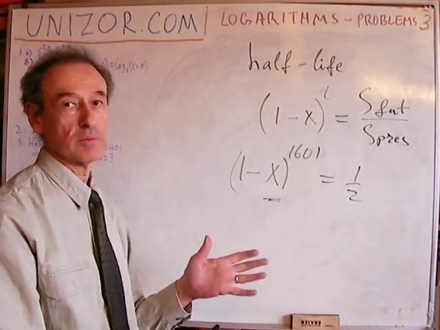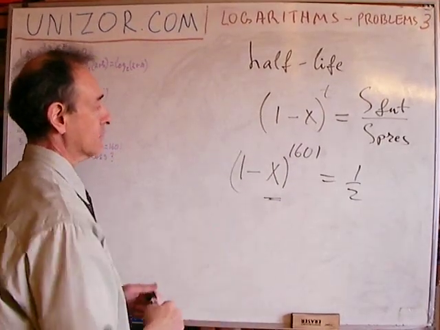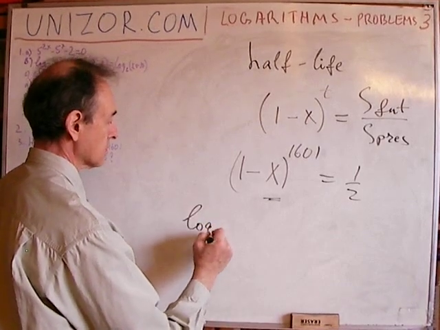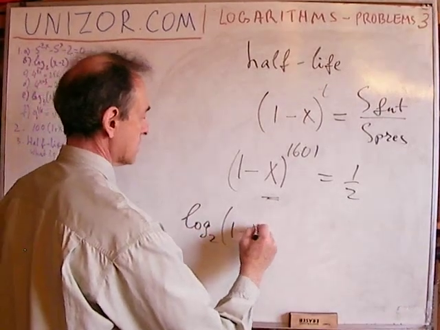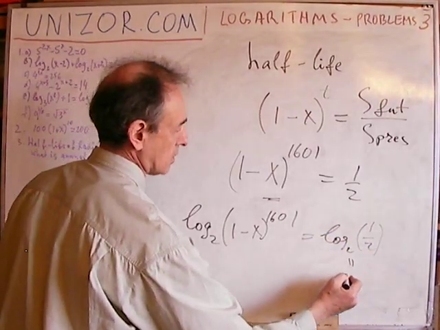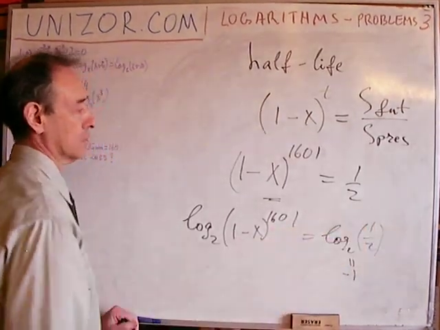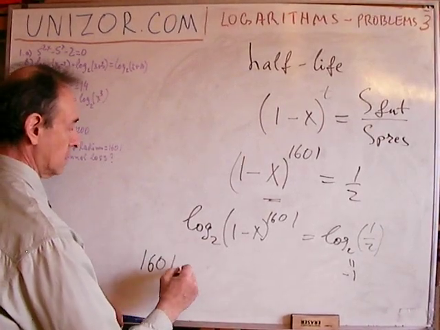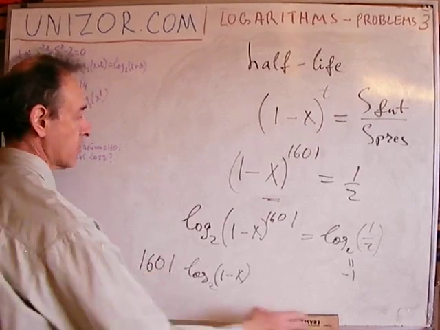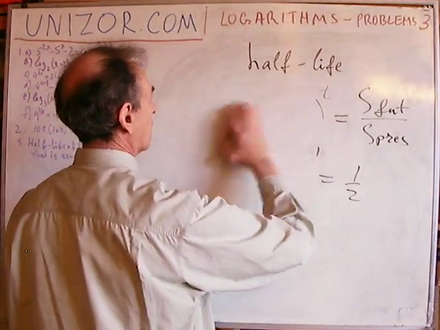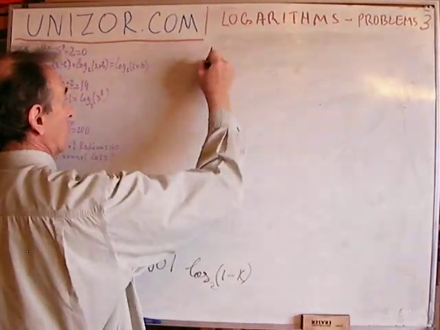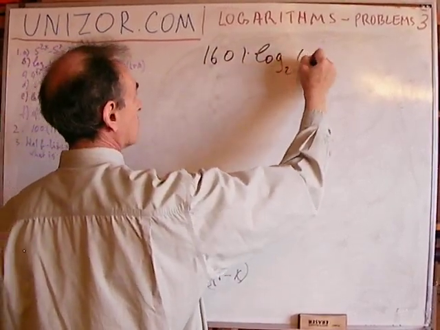Well, this is a very similar problem. You have the term, you have this ratio, so you have to find 1 minus x, I mean you have to find x, and here it is. Let's just again apply logarithm on both sides, and I will use logarithm base 2. Log base 2 of (1 minus x) to the power of 1601 is equal to log base 2 of 1/2. Well, obviously this is equal to minus 1, right? 2 to the power of minus 1 will give you 1/2. Now this is 1601 times log base 2 of 1 minus x. So from here, having this equation, I can calculate what my x is: 1601 times log 2 of (1 minus x) equals minus 1.